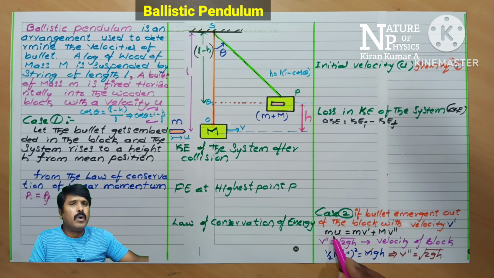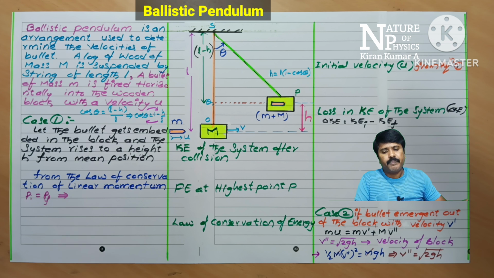Here initially we have momentum only for the bullet. After the collision, the bullet and the block both have momentum. Small m is the mass of the bullet, capital M is the mass of the block, and v double dash represents the velocity of the block and v dash represents the velocity of the bullet. Here v double dash, which is equal to root over 2gh, is the velocity of the block.